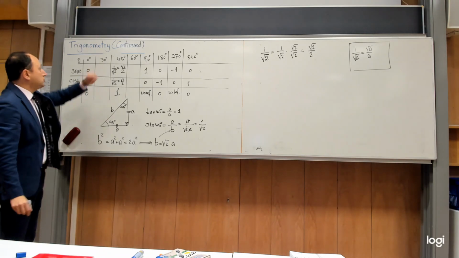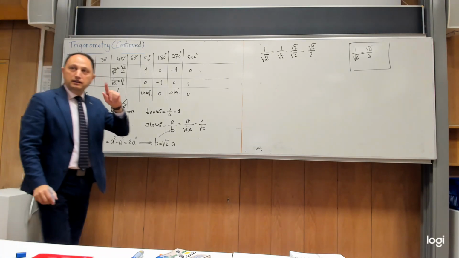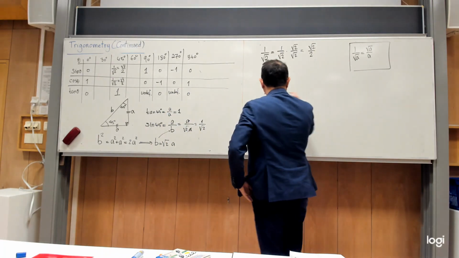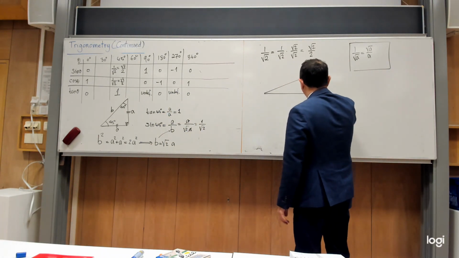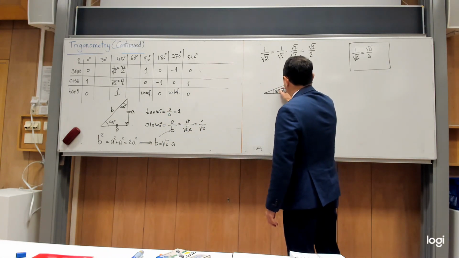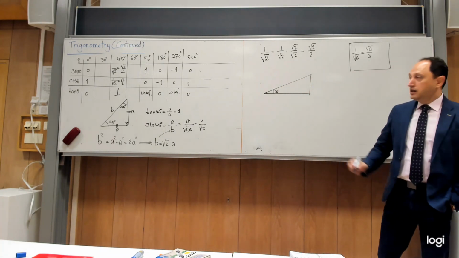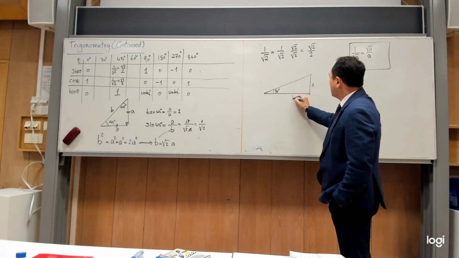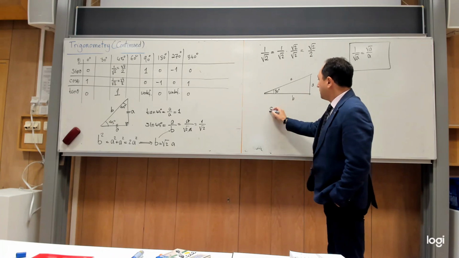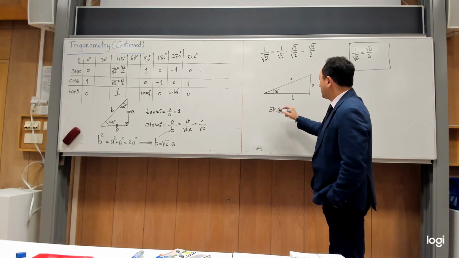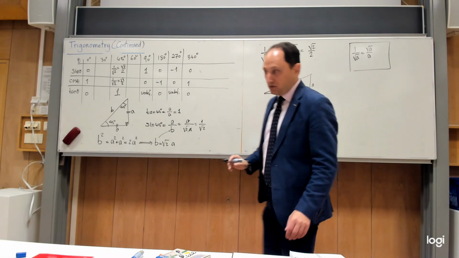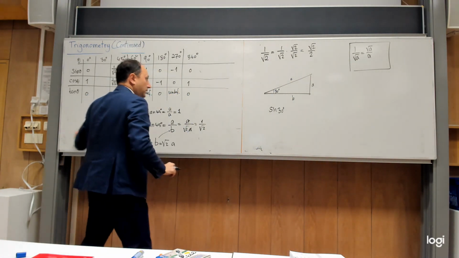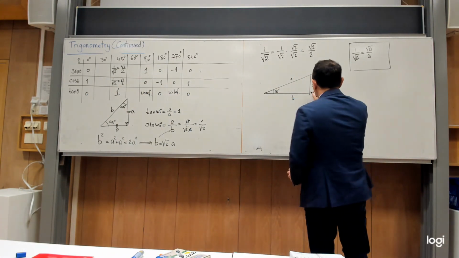Okay, let me go to 30 degrees. So for 30 degrees, where should I start? I should start with a triangle so that one angle is 30 degrees. Agree? So then, let me call this A, let me call this B, let me call this C, and I am interested now in calculating sine of 30 degrees. Okay, so here, you need to be a little bit more creative.